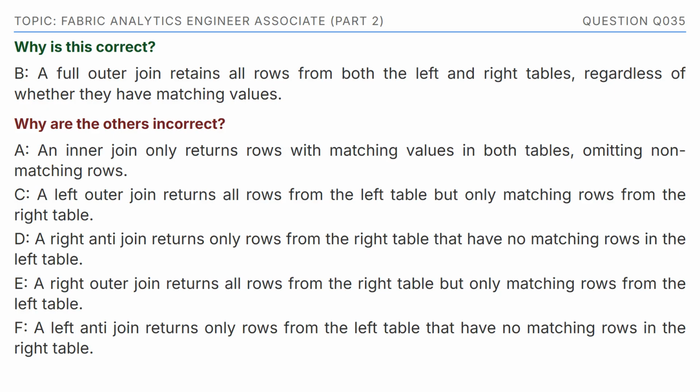A. An inner join only returns rows with matching values in both tables, omitting non-matching rows. C. A left outer join returns all rows from the left table but only matching rows from the right table. D. A right anti-join returns only rows from the right table that have no matching rows in the left table. E. A right outer join returns all rows from the right table but only matching rows from the left table. F. A left anti-join returns only rows from the left table that have no matching rows in the right table.